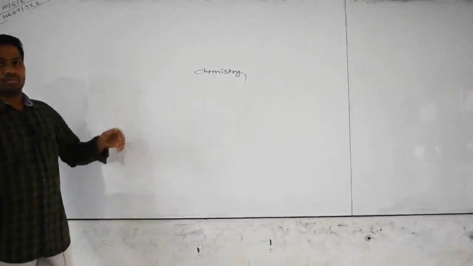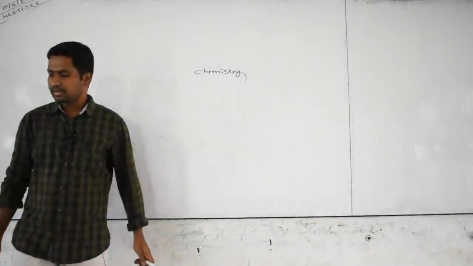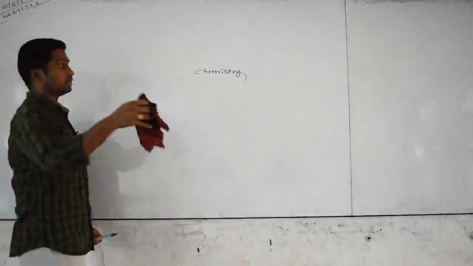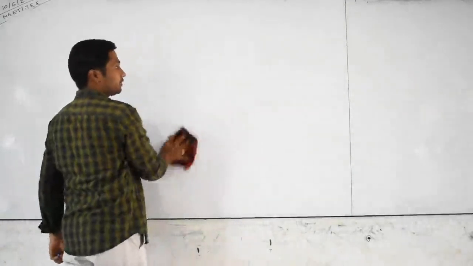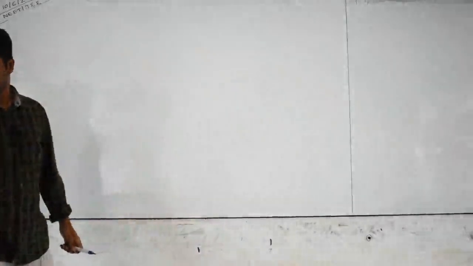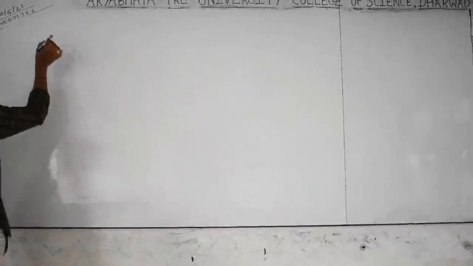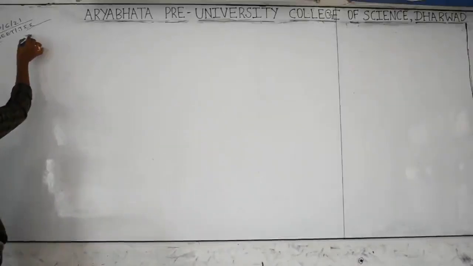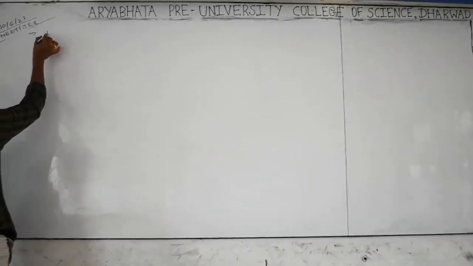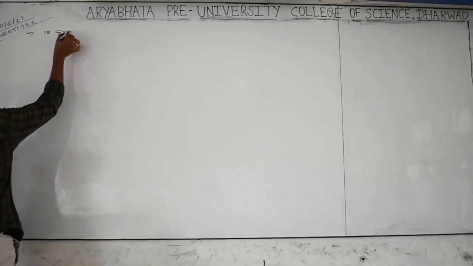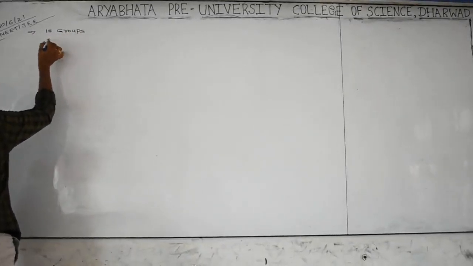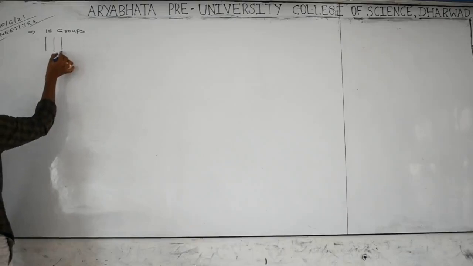Okay, we will see the continuation of the previous class. Yesterday we saw the IUPAC names of different elements. That is very important, you have to practice it very carefully. Later, the modern periodic table. The modern periodic table tells us we have 18 groups. 18 groups means we have vertical columns like this.